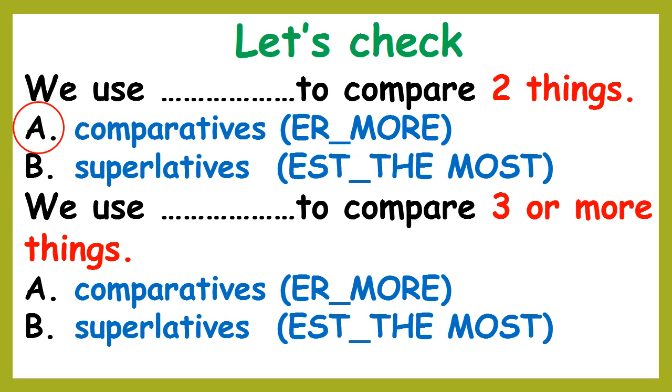And now, question 2. We use to compare 3 or more things. A. Comparative and B. Superlative. What is your answer for this question? I believe that you're going to choose A or B. The answer is B. Superlative, to compare 3 or more things.